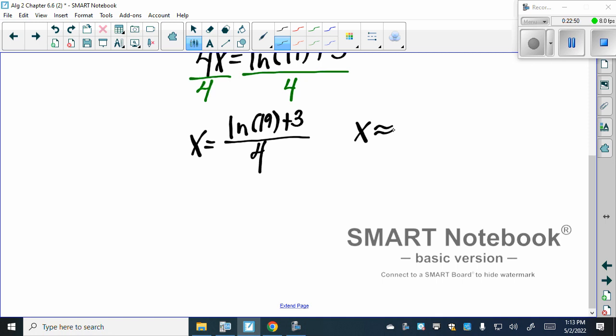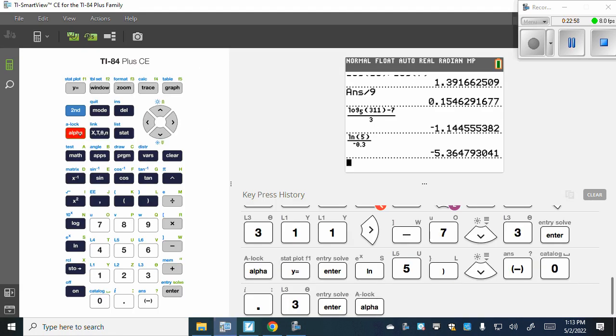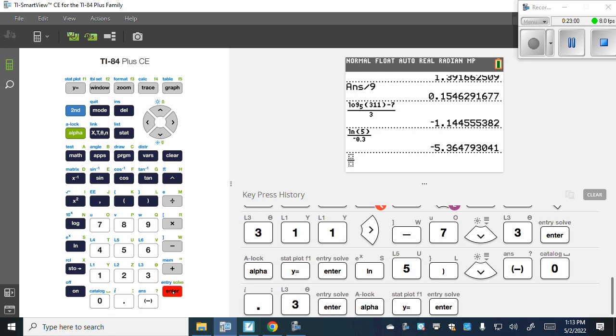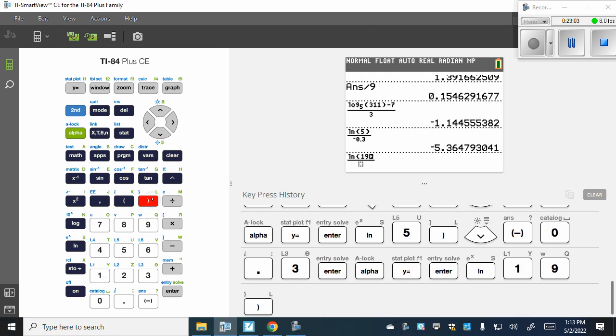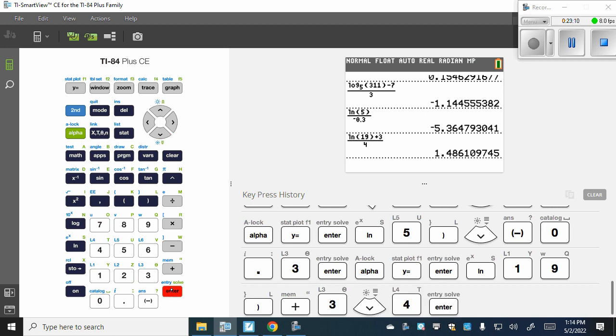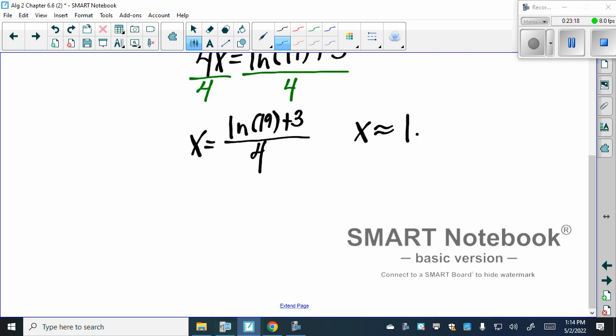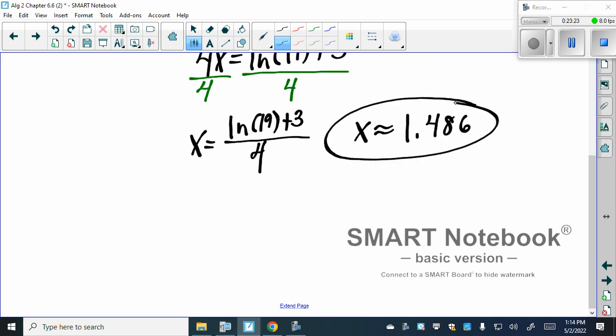And again, at this point here, we can just type this into the calculator. So we can get our fraction, ln of 19, close parentheses, plus 3 all over 4 gives us 1.486. And there's our answer.